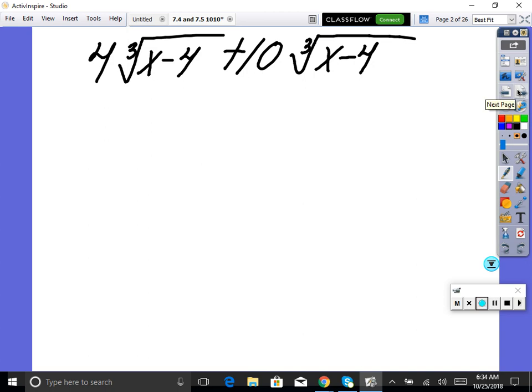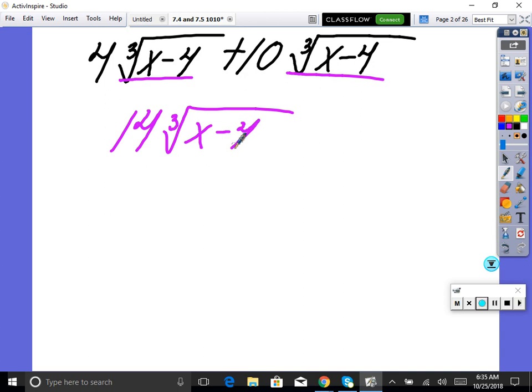Okay, so let's do this one. It's pretty easy. You might even need to take notes for some of these. 4 cube roots of x minus 4 plus 10 cube roots of x minus 4. Can we combine them? Yeah, they're cube roots of x minus 4. The apple part is this. The apple doesn't change. So how many apples? 14 cube roots of x minus 4. So that's simple.